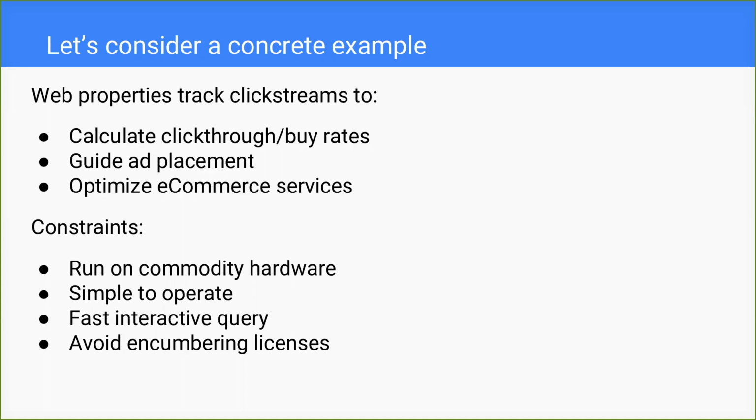Let's look at a large web property. They're going to track click streams for a number of reasons. First and foremost, they're going to calculate click-through and buy rates. Somebody arrives on the site, they click around, where did they go? What's the percentage of people who go from just clicking around to actually selecting something to actually purchasing? That funnel is something you want to analyze and be able to figure out how to make it better.